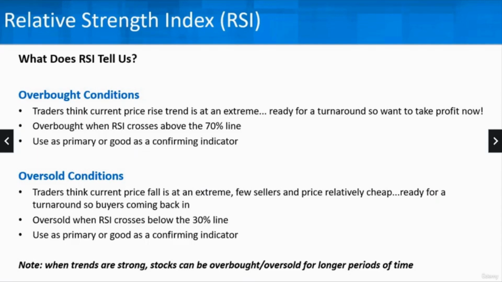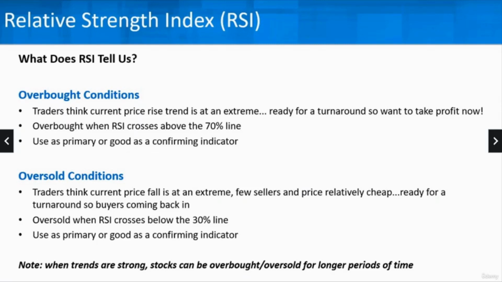So buyers are starting to come back in, and as it starts to go back up, even more buyers will come in, particularly if a trend forms. You'll start seeing a lot of buyers coming in and really driving that price up. So with the RSI, a security would be oversold when the RSI crosses below the 30% line. Above the 70% line, overbought. Below the 30% line is oversold. Again, you can use that as a primary, or it's also very good as a confirming indicator.